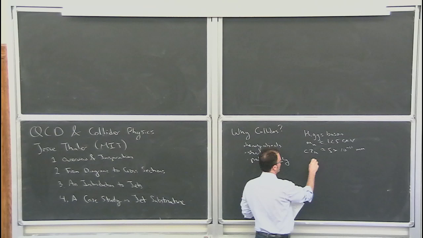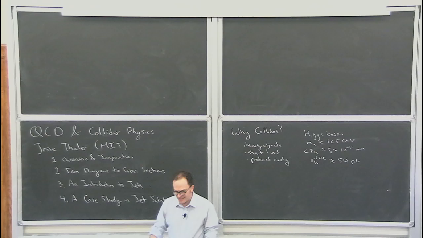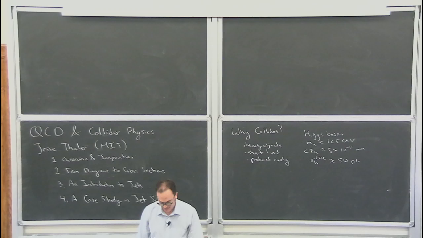So the cross section for Higgs production at the LHC, which we'll talk a little bit more about in a moment, is around 50 picobarns, and I'll explain more what a barn is. But for studying something like the Higgs boson, if you want to directly understand its properties, I know of no other way than slamming together particles. So that justifies, in some sense, the collider physics part of these lectures.